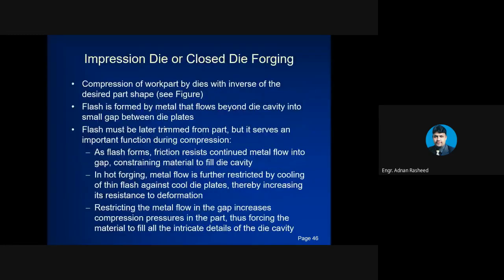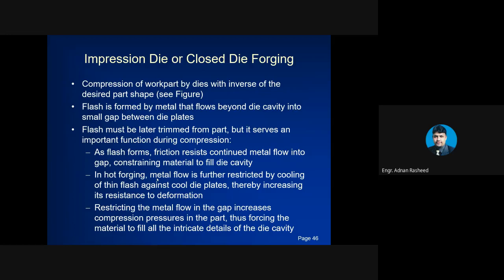The second one is that in hot forging, metal flow is further restricted by cooling of the thin flash against the cool die plates, thereby increasing its resistance to deformation. And the third one is that restricting the metal flow in the gap increases compression pressure in the part, thus forcing the material to fill the intricate details of the die cavity. So these are the three easy points on the importance of flash formed during impression die or closed die forging.